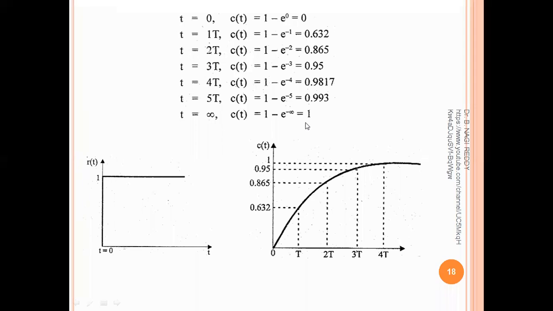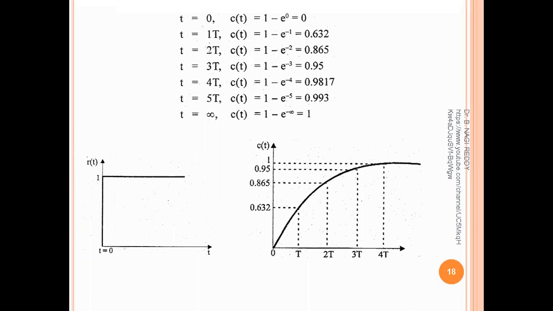So in the previous classes, we have studied this. At infinite time, we will reach the steady state value. You can see 1 is the steady state value, and it has been reached at infinity. But however, in the practical case, it cannot happen at infinity. We cannot wait that much time also.